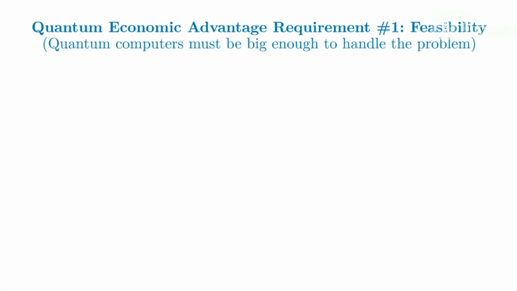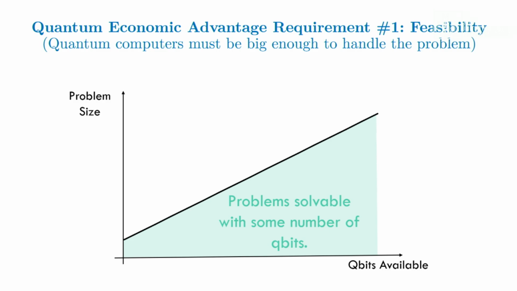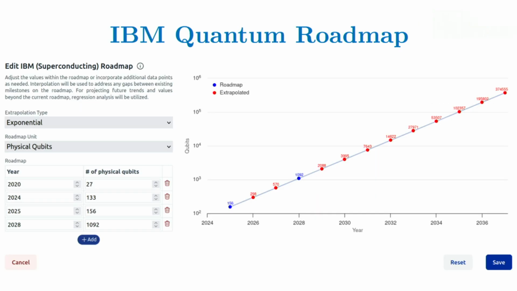So feasibility, right? Quantum computers actually just have to be big enough to solve the problem. If you think about it, as you get bigger and bigger problems, you're going to need more and more qubits, right? And if on the x-axis here we're looking at the qubits available over time, that's going up, as we heard this morning. And so that means there's this line where anything below it is solvable on a quantum computer, and the stuff above it is not yet, right? Okay. Now, how do we actually think about this in terms of an actual roadmap?